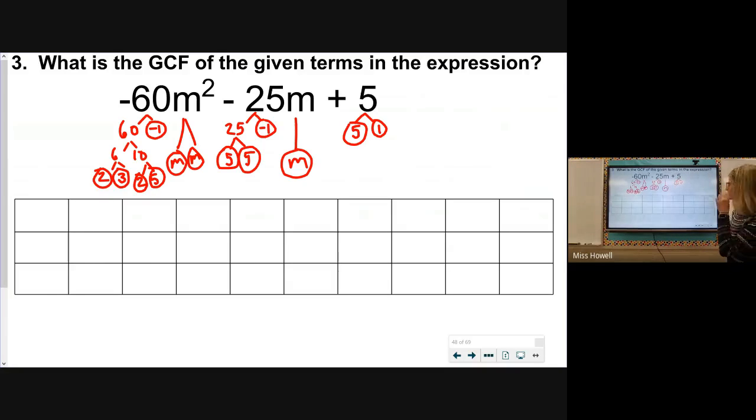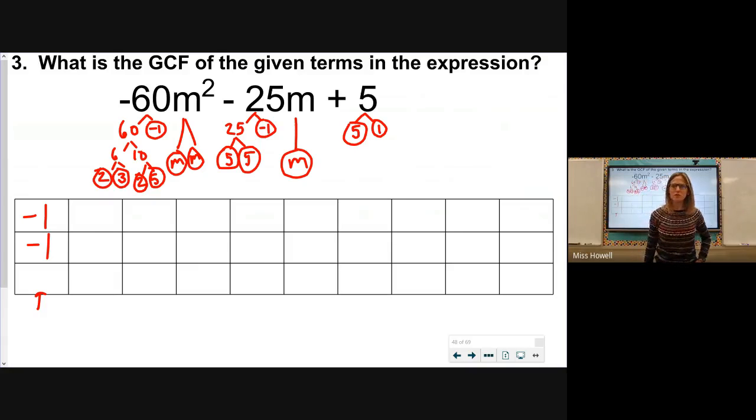Our lowest number here is a negative 1, but it only is part of these first two. So negative 1, negative 1. This bottom one here is going to stay blank. Do not put your positive 1 in there. It does not match. Our next number is a positive 1, which goes in this next column over. So be careful. I can only match up things that are identical in the same column.